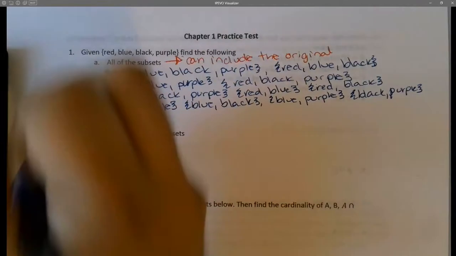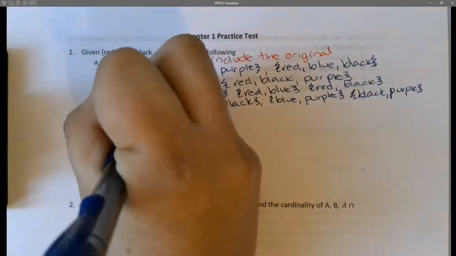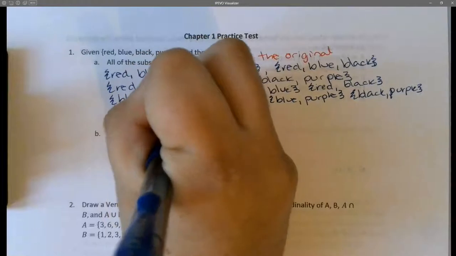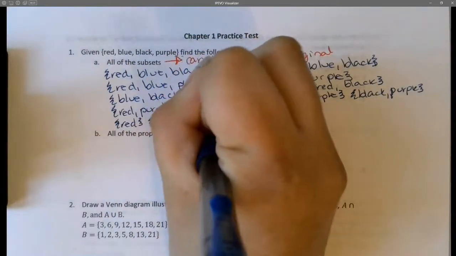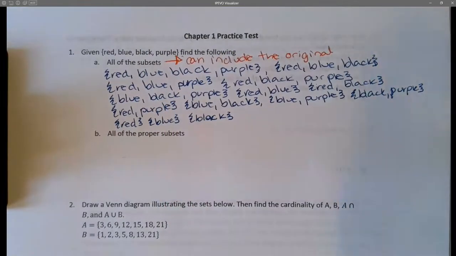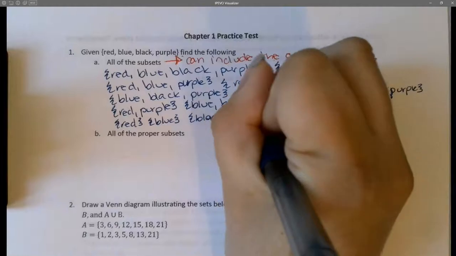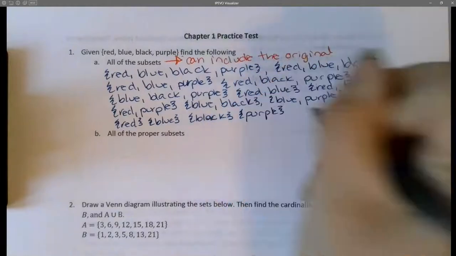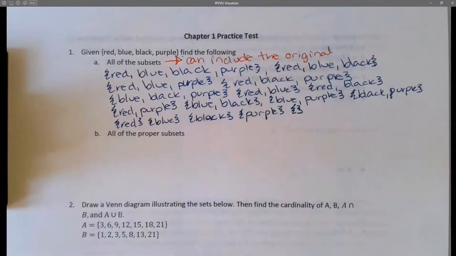Then I want to do my single colors, so I have just red, just blue, just black. I'll write black instead of blue. And then just purple. And then this is another common one I saw people forget. Don't forget the empty set is also a subset. I can choose not to pick any of the colors from this grouping. So when it says all of the subsets, I think of this as choosing any possible combination of things, including I just don't like anything, so I don't want to pick any of those colors.